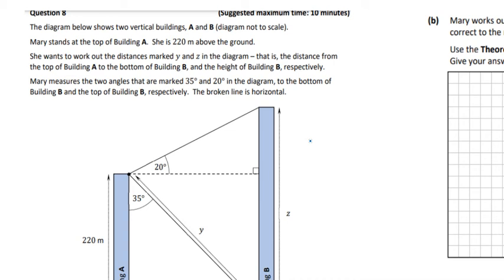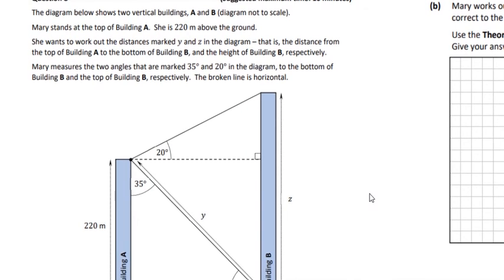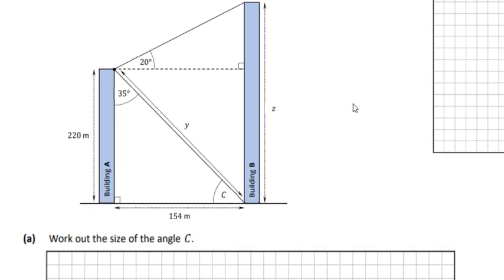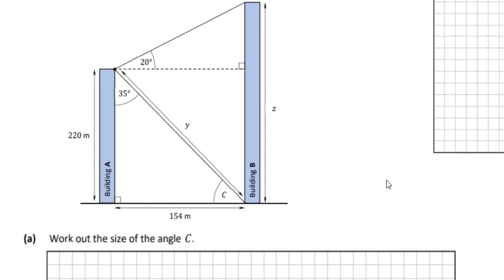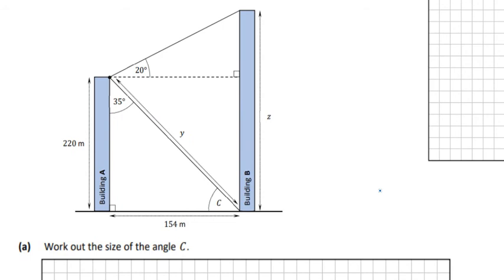Hi folks, so question 8 is the trigonometry question. It gives us this big diagram here. There are two buildings involved. The first question asks us to work out the size of angle C.